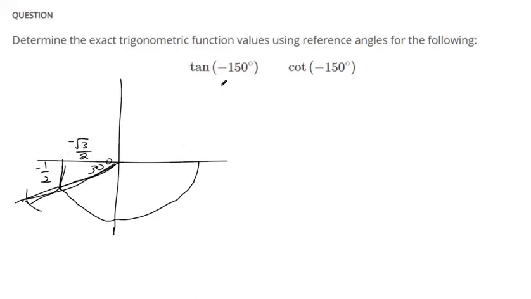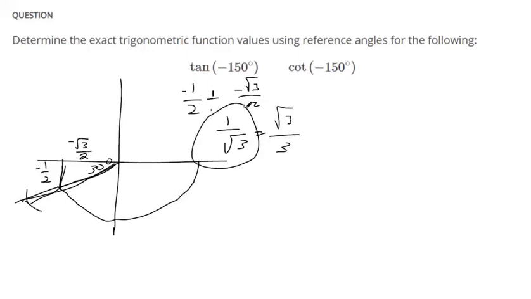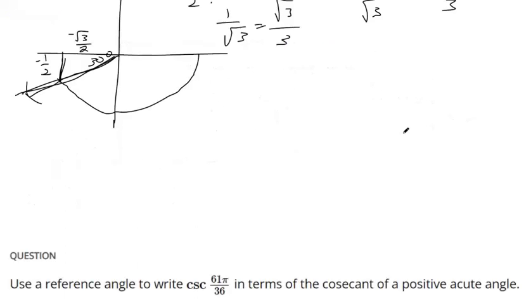So tangent is just what we got last time. Tangent is the opposite of 30 divided by the adjacent of the 30-degree angle in that right triangle. So you'd flip and multiply, so negative times a negative makes a positive. So I get 1 over the square root of 3, which is square root of 3 over 3, because I multiplied the top and the bottom by square root of 3 to rationalize the denominator. Cotangent's just the reciprocal, so flip it, and then rationalize the denominator. Multiply the top by square root of 3 and the bottom by square root of 3.